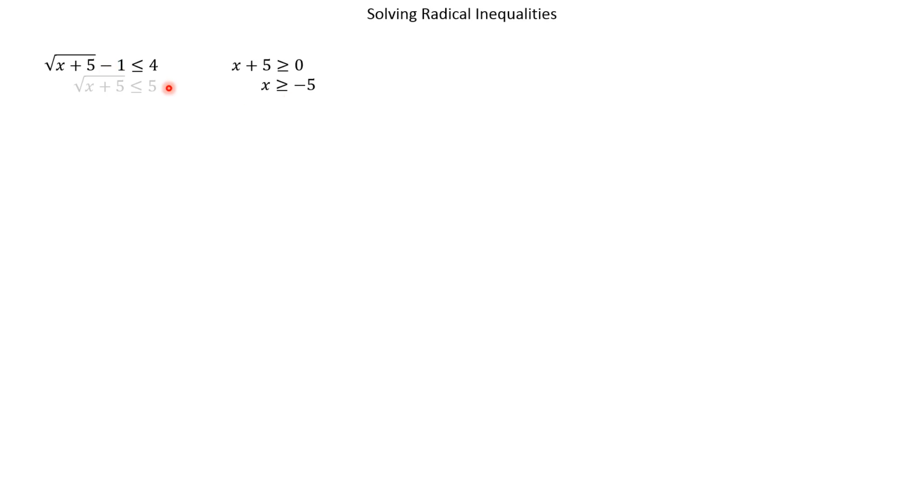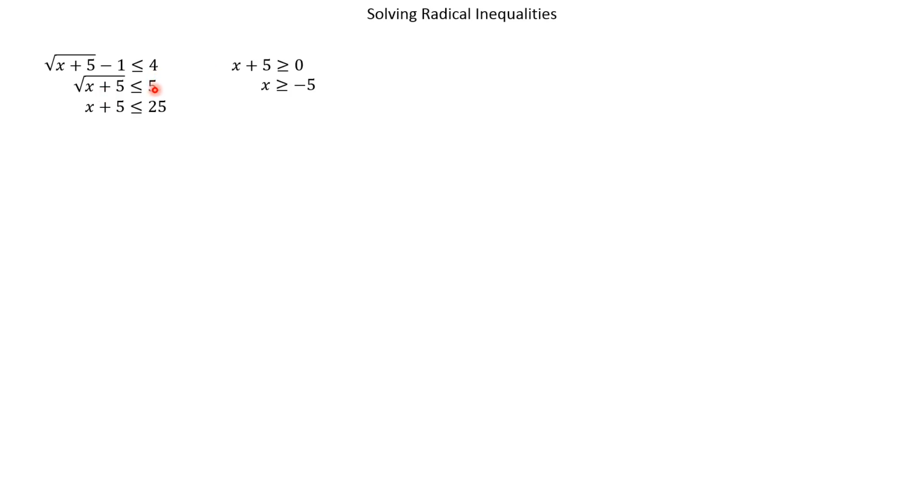So let's go back to the inequality. We can add 1 to get the square root of x plus 5 is less than or equal to 5, and then square both sides. X plus 5 is less than or equal to 25. And notice I didn't worry about switching the sign, because we only have to switch the sign when we multiply or divide by a negative. Well, 5 is a positive number, so that's not a problem. And square roots are always positive, so that's not a problem.